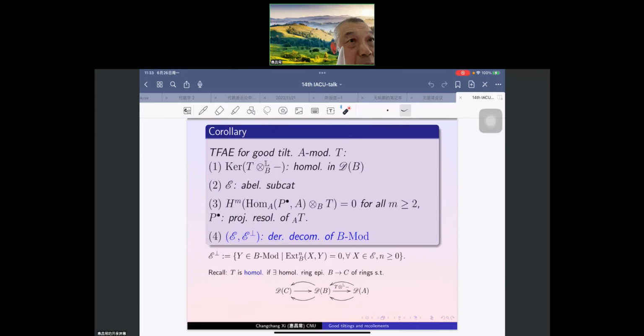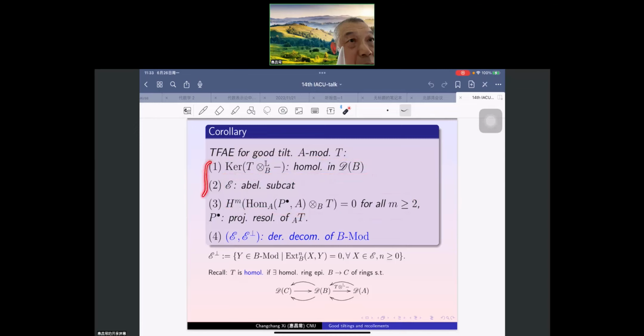And from this result, we also have some other corollaries. For example, the following are equivalent for good tilting modules T. When this is a homological subcategory, and we have this defined, we see that if this is homological in the derived category, this is equivalent to saying that epsilon is an Abelian category, and also that this vanishes.